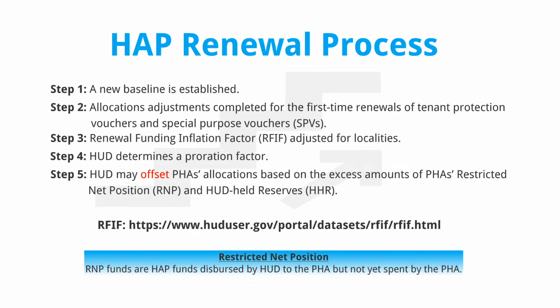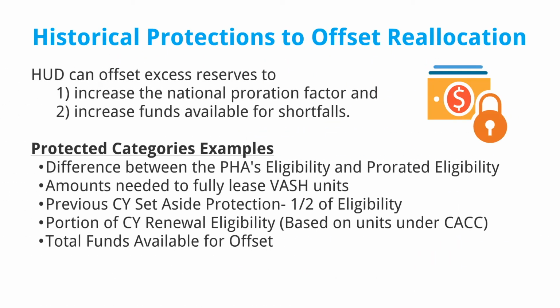Detailed calculations of the offsets will be provided to impacted PHAs in the renewal allocation enclosure. Offsets will come from excess program reserves reconciled at the end of a calendar year. Historically, HUD has been given the authority to offset excess reserves to, number 1, increase the national proration factor, and 2, to increase funds available for shortfalls.